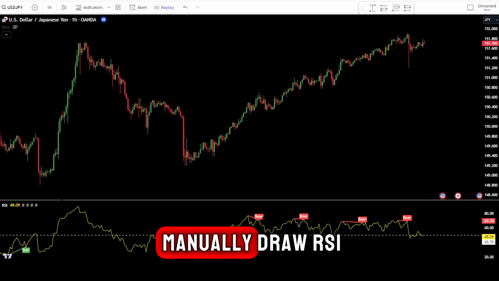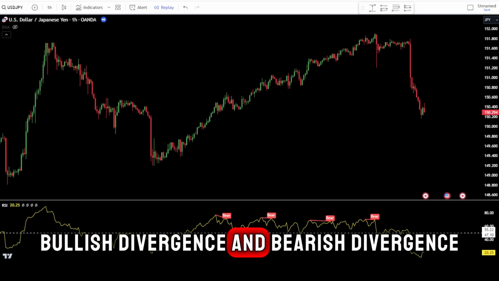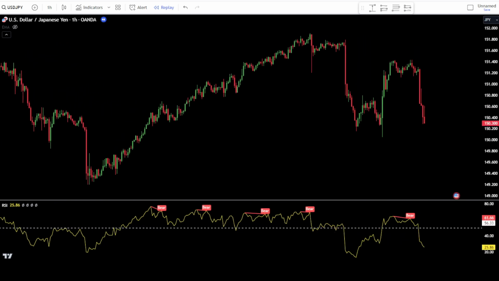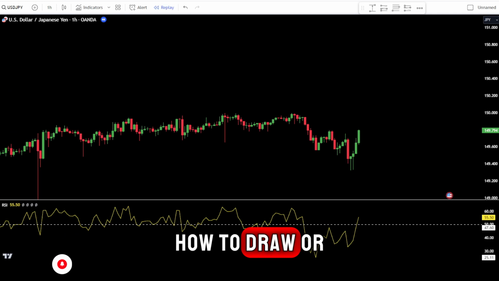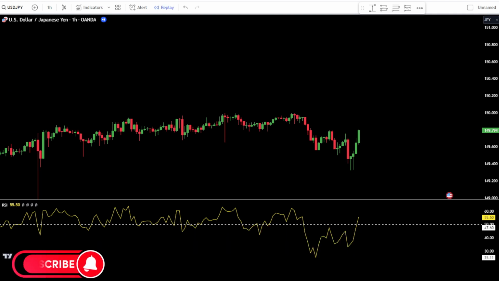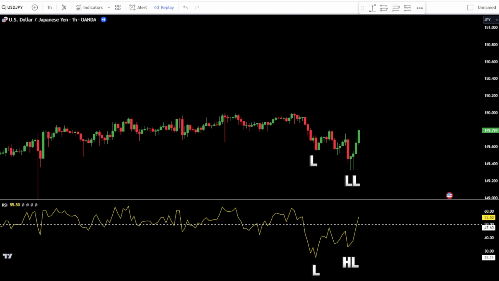If you want to manually draw RSI bullish divergence and bearish divergence using the first method, you can follow these steps. First trading strategy: how to draw or plot RSI bullish divergence and place a buy order. 1. If there is a strong bearish trend with the formation of new low and lower low, pay attention to the RSI indicator. If, at the same time, the indicator moves in the opposite direction to the price movement, meaning it forms a new higher low, it is a sign of bullish divergence.